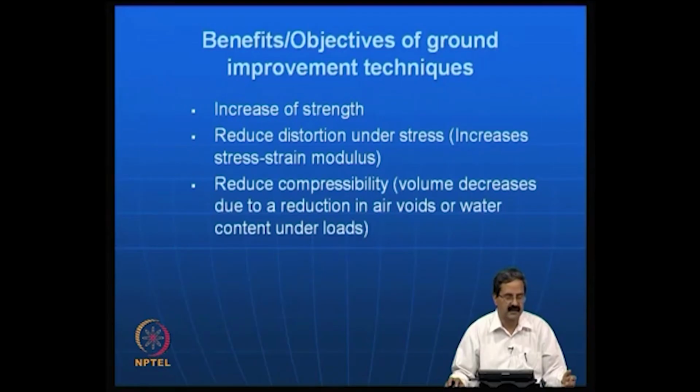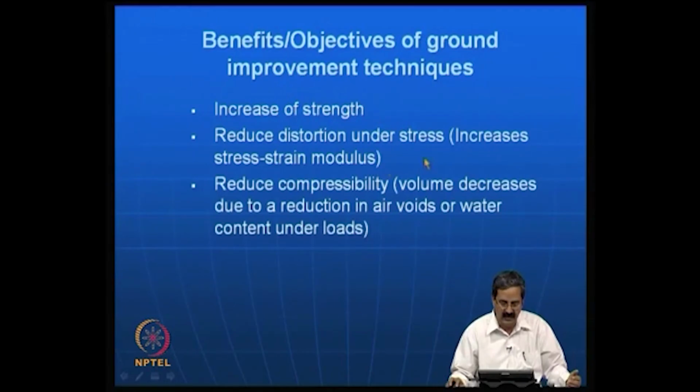The first benefit is increase of strength. You would like to see that, for example, the bearing capacity of soft soil is very low. Measured using undrained shear strength, it could be about 5 tons per square meter, and you want to make it 25 tons per square meter. So the order of improvement, from 5 to 25, is about 5 times increase that is required. One can do that using ground improvement techniques.